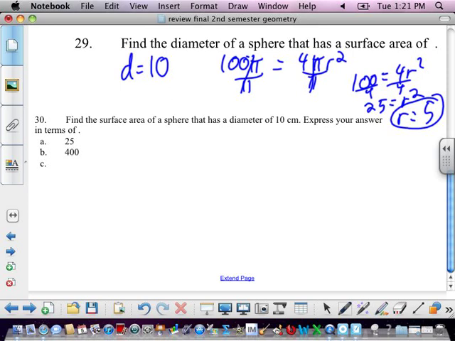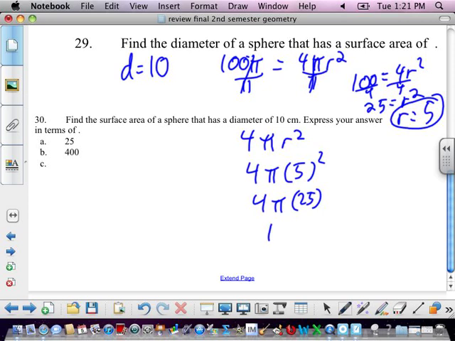But, so it's 4 pi r squared is the equation. We know the diameter is 10, so that's 4 pi 5 squared, right? Everybody with me so far? Okay, 5 squared is 25. 25 times 4 is 100, and you just stop right there. 100 pi centimeters squared. Questions?